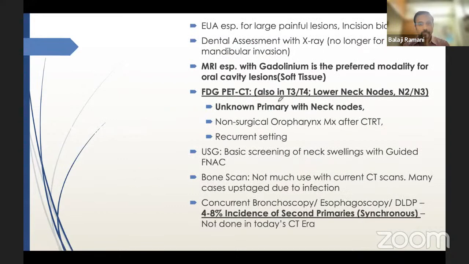Right. So whenever you have a lesion, you will have to plan for a biopsy. Now this biopsy can be done as an office procedure. In some cases, especially when there is a large painful lesion, you may need to go for an examination under anesthesia with an incision, or it may be called a wedge biopsy. So incision or wedge biopsy is the preferred biopsy as far as oral cavity lesions are concerned.